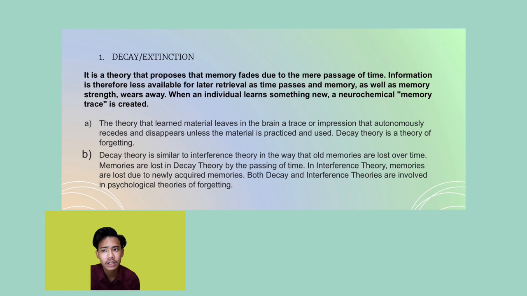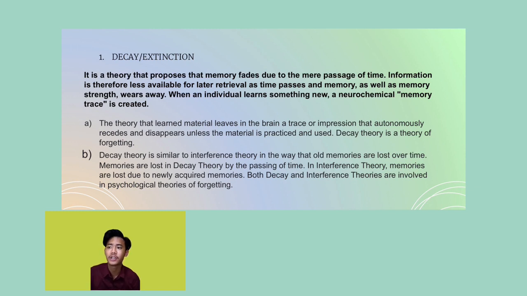When an individual learns something new, a neurochemical memory trace is created. The theory holds that learned material lives in the brain as a trace or impression that autonomously recedes and disappears unless the material is practiced and used.